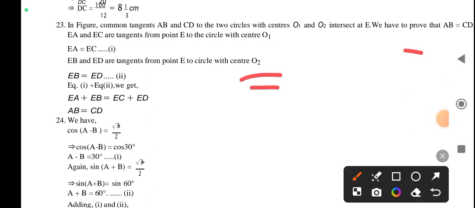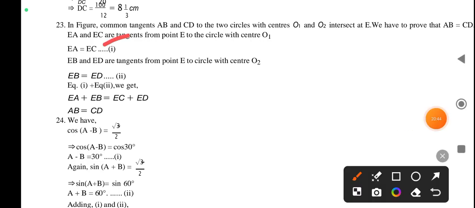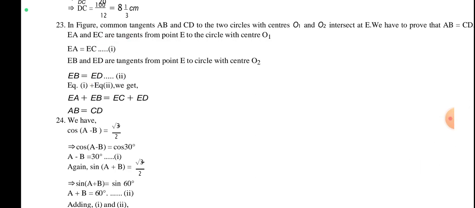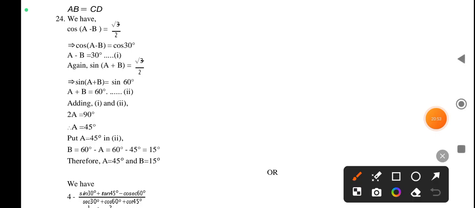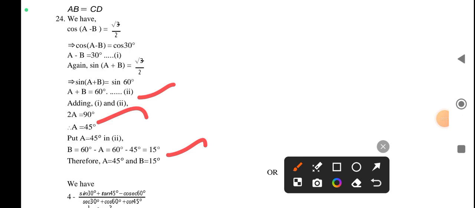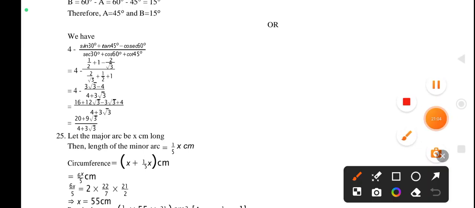Tangents AB equals CD, you apply it and at last get the answer AB equals CD. How we added is important, children. So we have added EA and EC are equal, EB and ED are equal, both the sides added and we are getting it. 24, we are getting the A value as 45 degree and B value as 15 degree. Go through. Then use the trigonometry, and we get the answer.